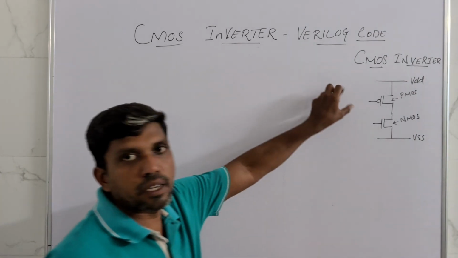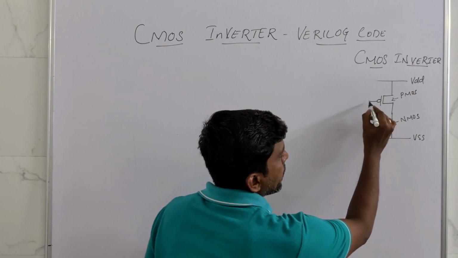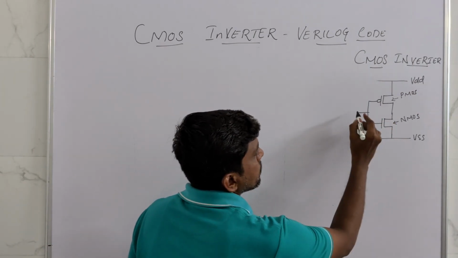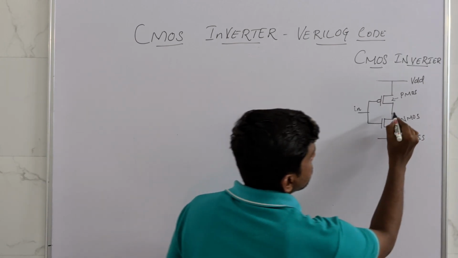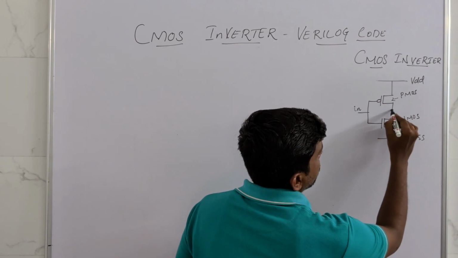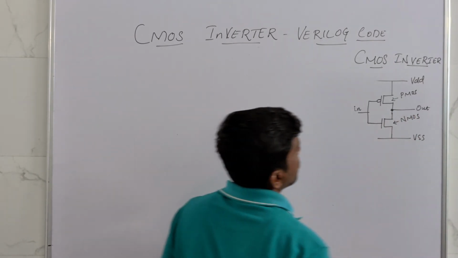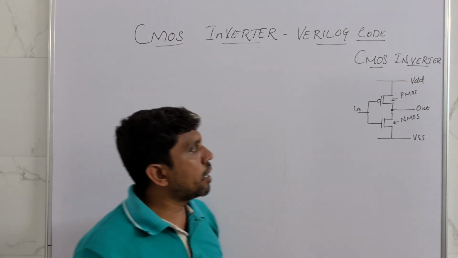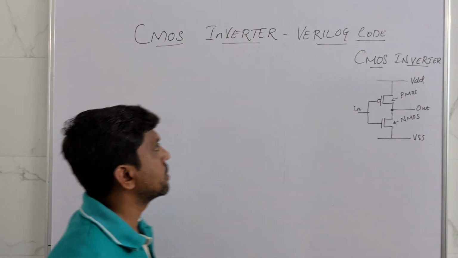Each transistor has three terminals: gate, source, and drain. These two gates are short circuited. This terminal is called the input. Here let me take the output. So this is the simple CMOS inverter circuit. Now I am going to write the Verilog HDL code for this CMOS inverter.